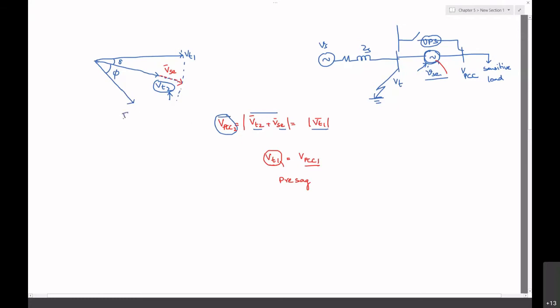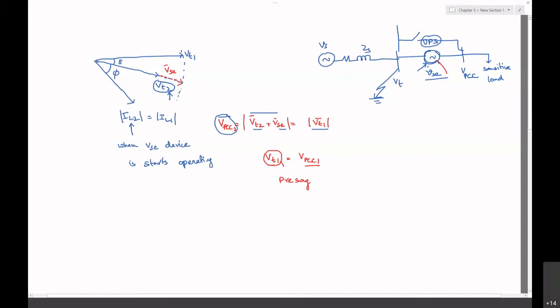Then IL2 is going to come over here. This is the IL2 magnitude, which is equal to the magnitude of the pre-sag current. This is the current when the series compensator, or series device, starts operating.